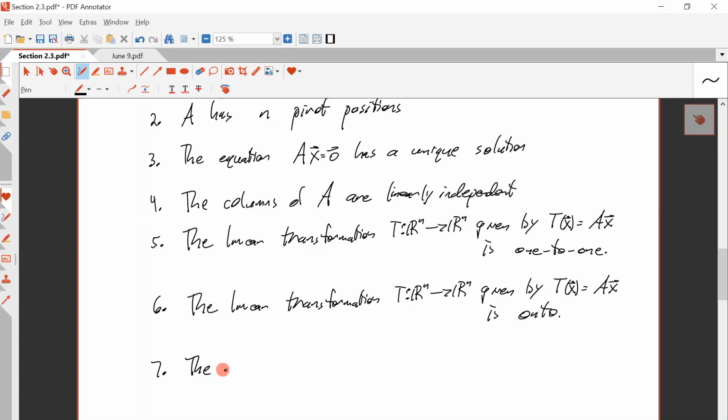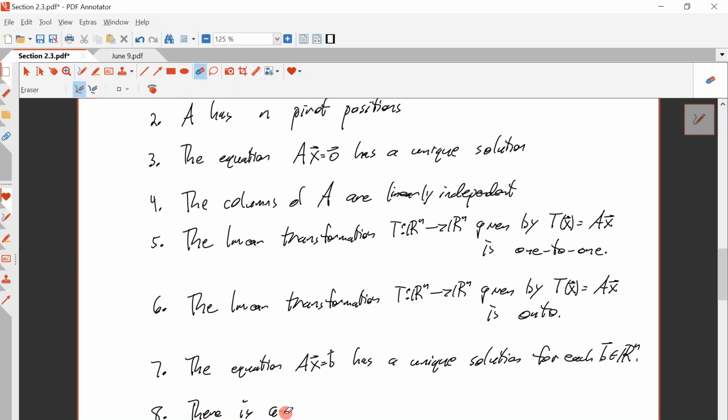Yeah, the equation Ax equal to b is either inconsistent, or has a unique solution for each b in R^n. Well, in order for that to happen, you have to have a pivot position in every row, which you do, right? So it's logically equivalent to 2.